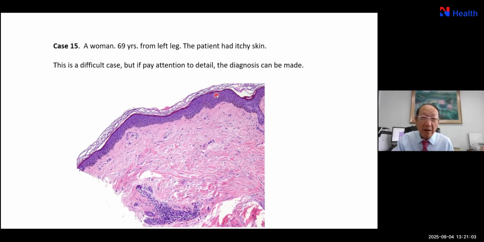The epidermis is normal, maybe a little dark. There is some pigmentation at the basal layer, no spongiosis, no reaction, no inflammation here. There is some perivascular inflammation here, but it's rather non-specific. There are not many cells up here too.